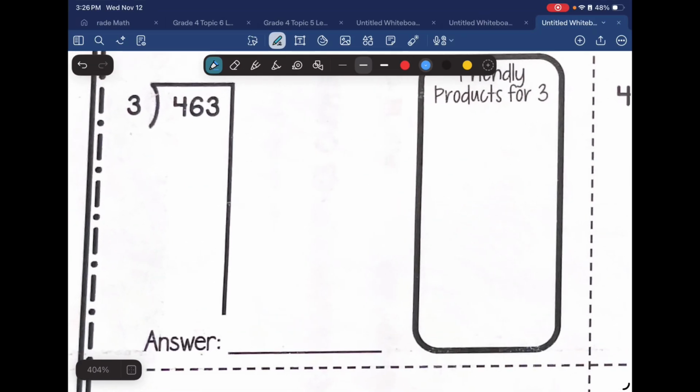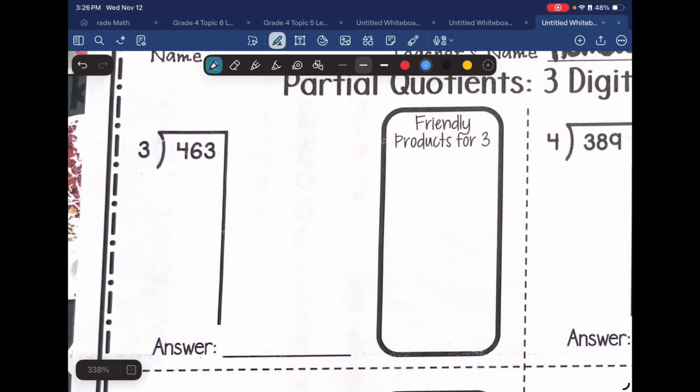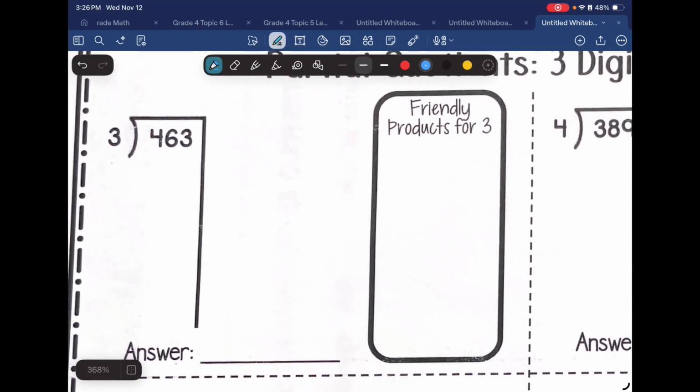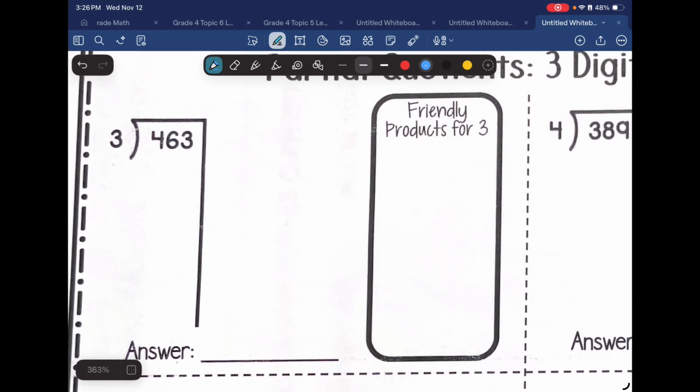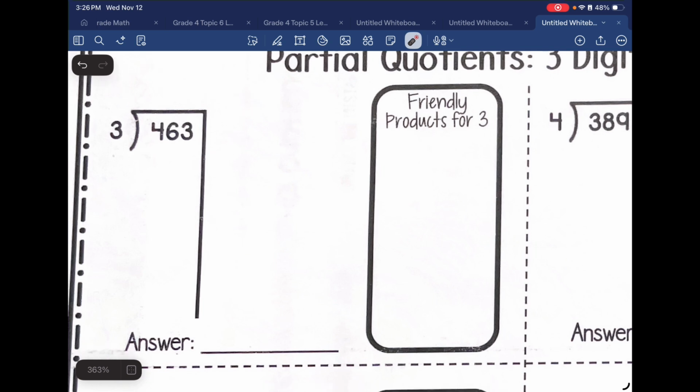All right, so we're going to do these problems using partial quotients. This is a little bit different than long division, which many parents have experience with, not so much partial quotients. I'm going to walk you through how to solve this. We're still setting it up the same exact way that you would long division. This is 463 divided by 3.